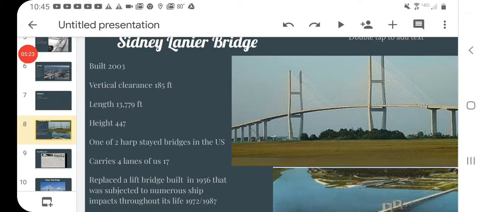Okay, so the bridge was built from 1996 to 2003. Why did it take that long? I don't know. Vertical clearance is 185 feet, same as the Talmadge Bridge. 13,779 feet of length. One of two cable-stayed bridges in the U.S.